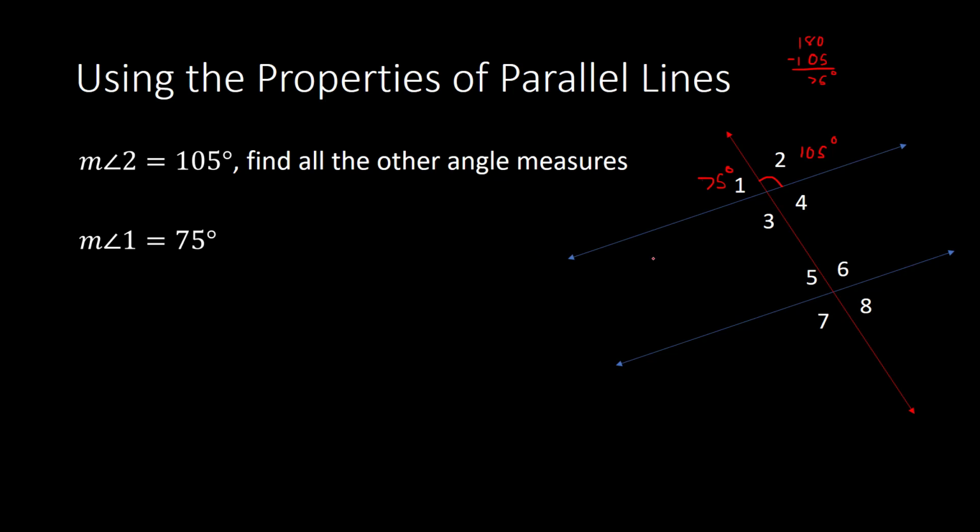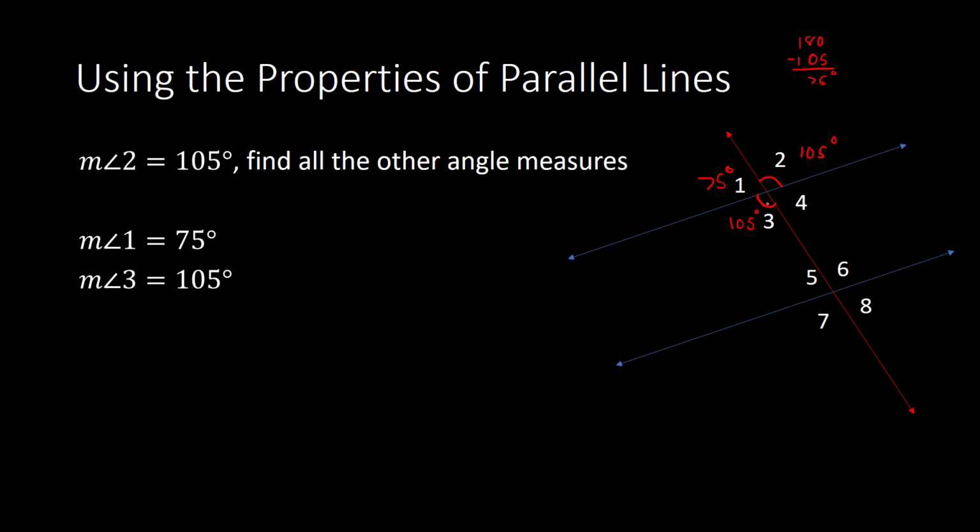And then we can find angle 3 pretty quick using the same logic. Angle 1 plus 3 add up to give me this red line. So 75 plus something gives me 180 degrees, the entire line. 75 plus 105 would give you that 180. So angle 3 is 105 degrees. We could have also gotten that by using the fact that angle 2 and angle 3 are vertical angles, so therefore they would be congruent. Either way, we get 105 degrees.